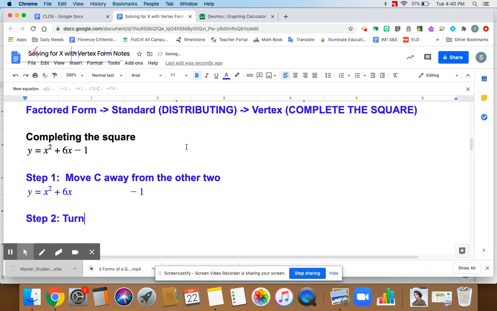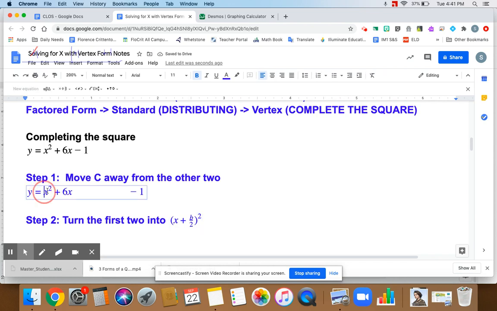Step 2 is turn the first 2 into, and it always ends up looking like this. This first part's going to turn into just an x, not an x squared. And then plus or minus, but whatever, this one's a positive, so this one's going to be positive. And then you do half of what this b is. So to write that, you're going to take that b and divide it by 2. You're going to cut it in half. Then you're going to take this parentheses and square it.